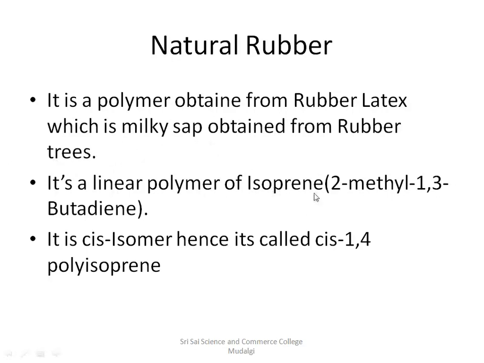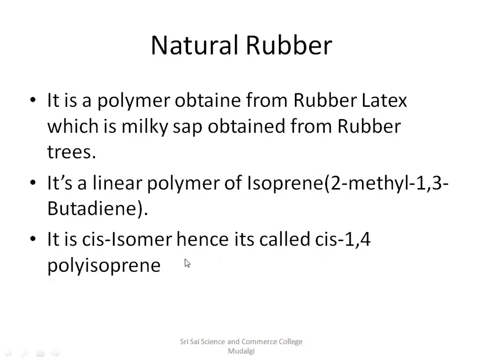of isoprene. So natural rubber consists of the monomer called what? Isoprene. So what is isoprene? 2-methyl 1,3 butadiene. This is isoprene, right? So what is its structure? So natural rubber is made up of what? 2-methyl 1,3 butadiene. Now this natural rubber is a cis isomer. You know cis isomer, you already studied in first year, cis form and trans form. Natural rubber is just an example for cis isomer, hence it is called what?